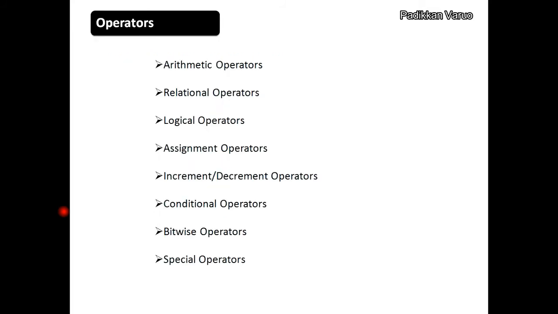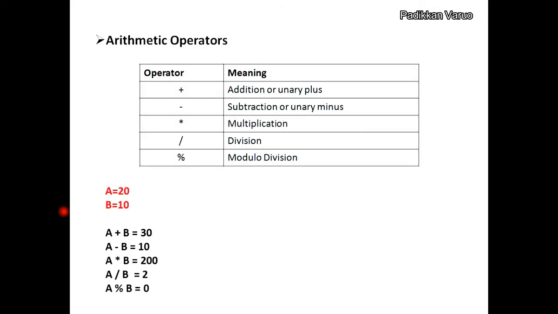Okay, this is another token, and the next important token category is operators. These are the major operators used in C programming: arithmetic operators, relational operators, logical operators, assignment, increment and decrement operators, conditional operators, bitwise operators, and special operators. We can move on to these particular categories. The first one is arithmetic operators.